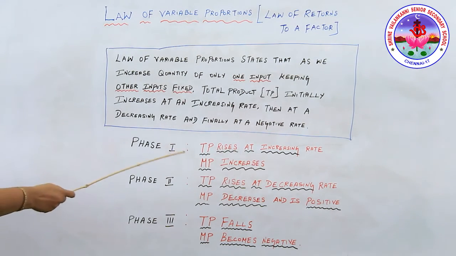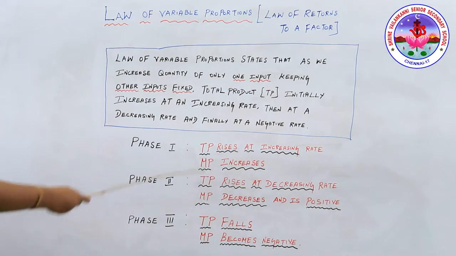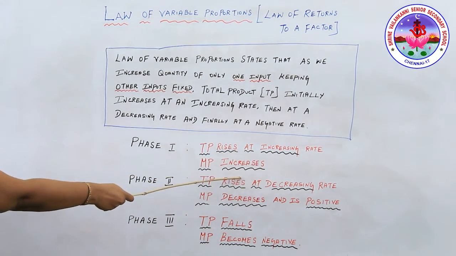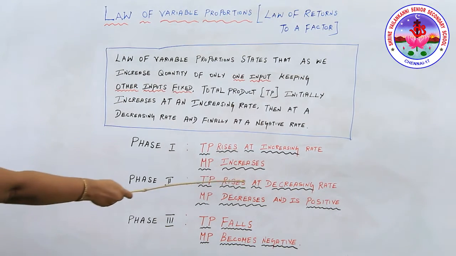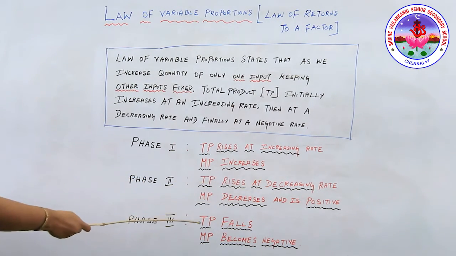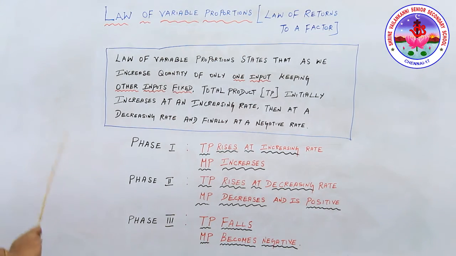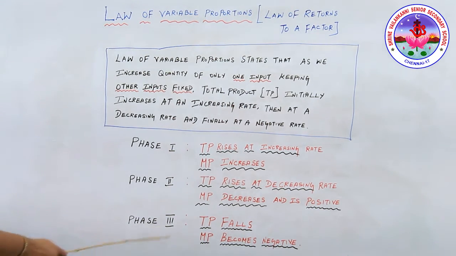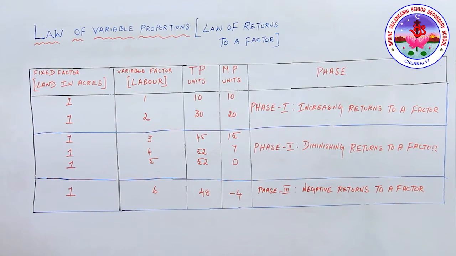So that's phase 1, phase 2 and phase 3. The TP will rise at an increasing rate. When TP rises, MP will increase. In phase 2, when TP rises at a decreasing rate, what will happen to the MP? That's what I've told you. MP will decrease and it remains positive. In phase 3, when TP falls, MP becomes negative. Let's discuss the table first.